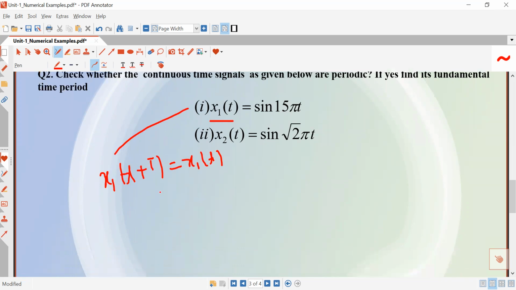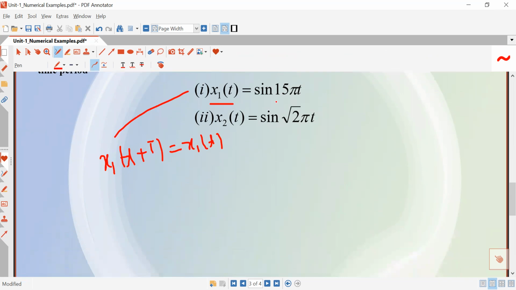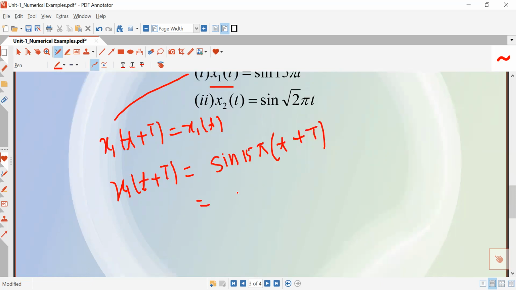So if x1(t) is sine 15 pi t, then what will be the value of x1(t plus T)? x1(t plus T) will be equal to sine 15 pi, and in place of t you have to write t plus T, or you can write sine 15 pi t plus 15 pi capital T.